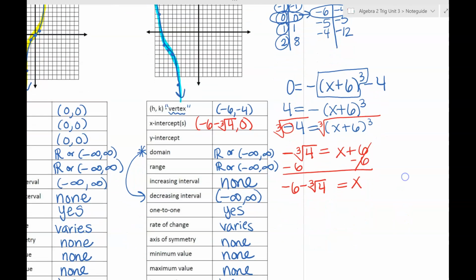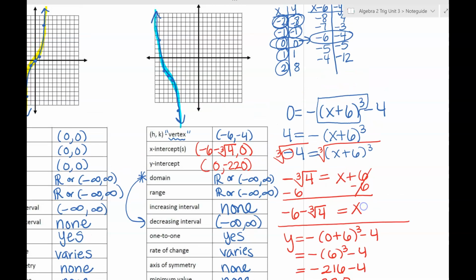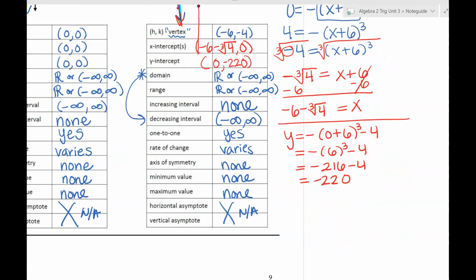For our y-intercept, we're going to plug 0 in for x, and we're going to do this calculation. So this gives us a negative and then a 6 cubed minus 4. That's -216 minus 4, which is -220. That might seem a little bit crazy, but when you look at our graph, look how steep this is, and that y-axis is way over here. It might actually take 220 units. That makes sense before we hit that y-axis.